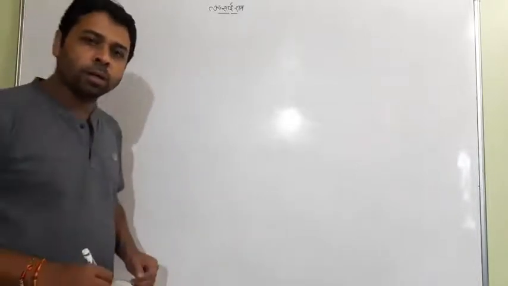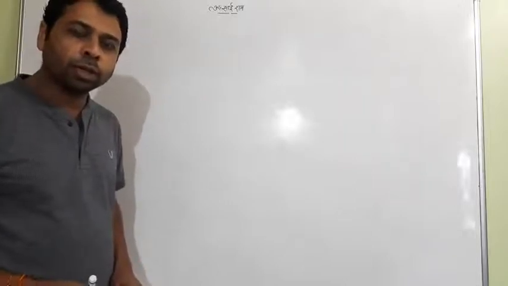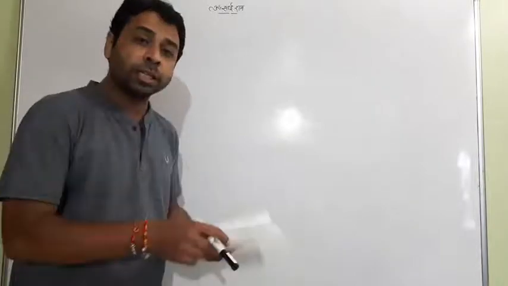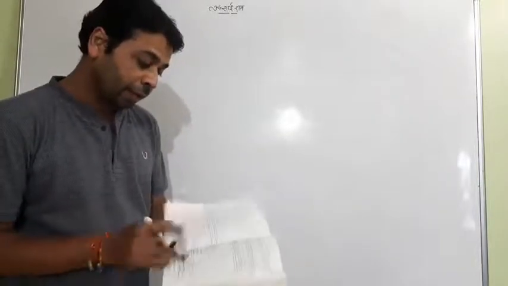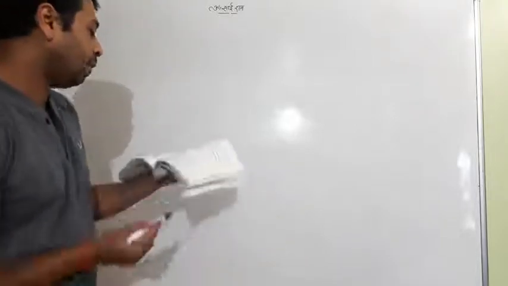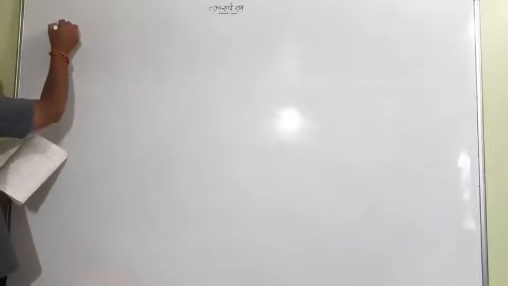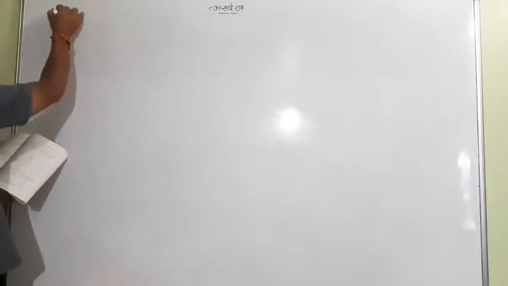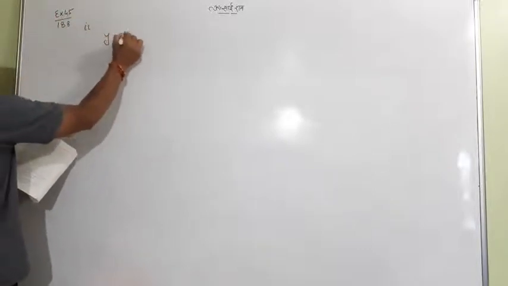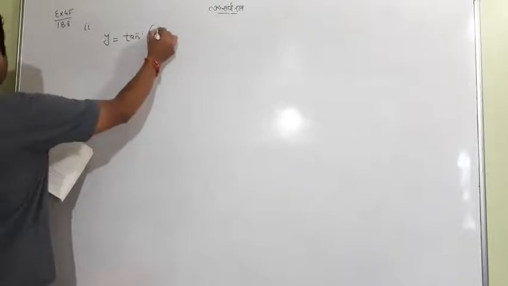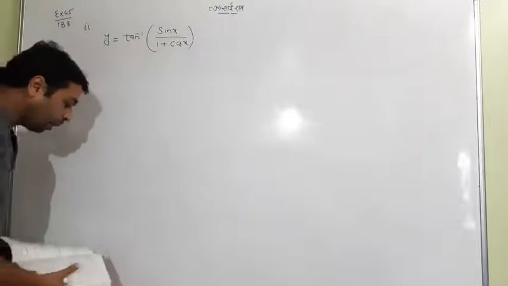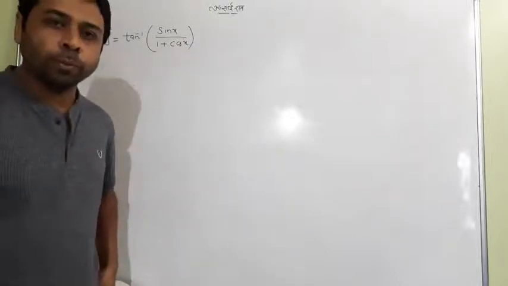Today I tell you one more thing. Suppose the question comes in the form of sine and cos or some trigonometric function already, then how can we think? We don't have a special question in the book for this, but still I have one question on page 188, example number 45. Question 2 I am doing: y is equal to tan inverse of sin x upon 1 plus cos x. This is the question by which I can help you understand what I am going to tell you.